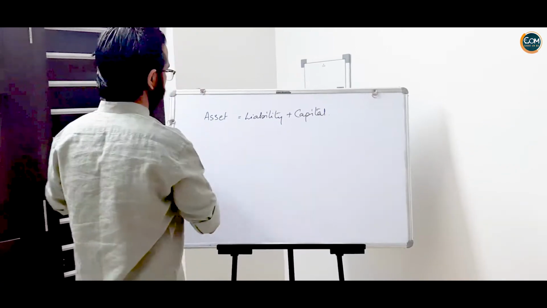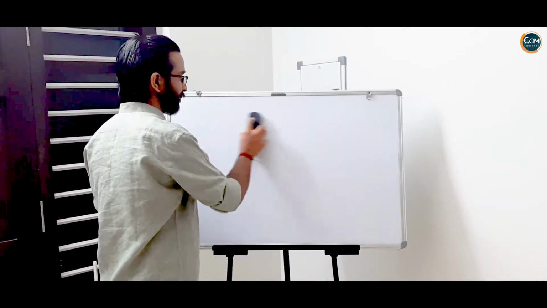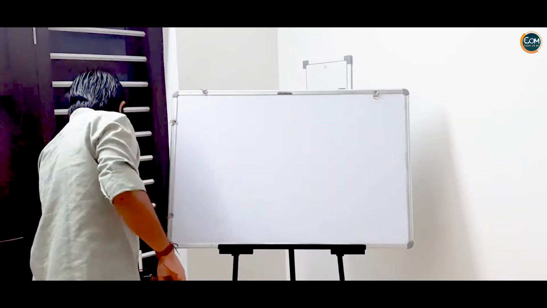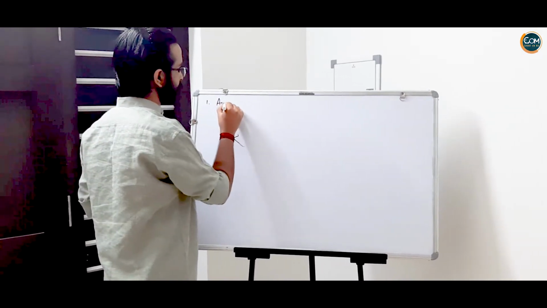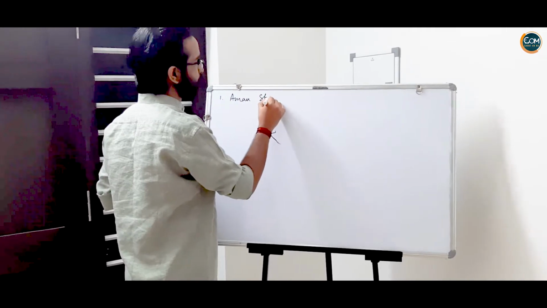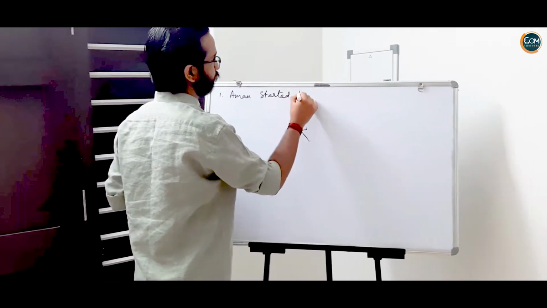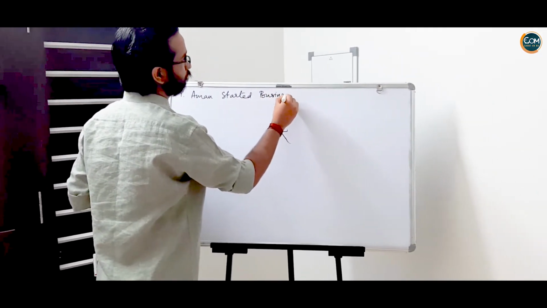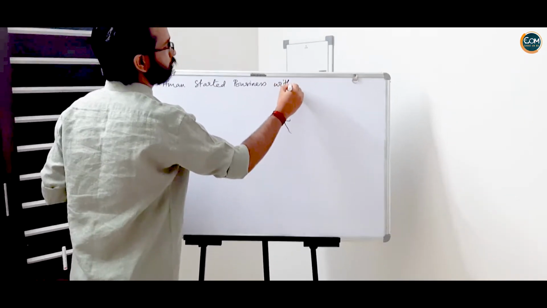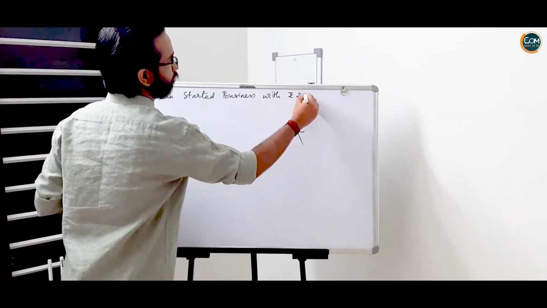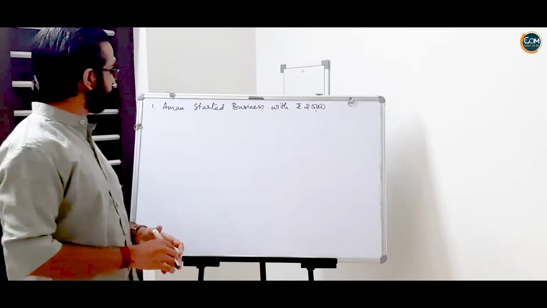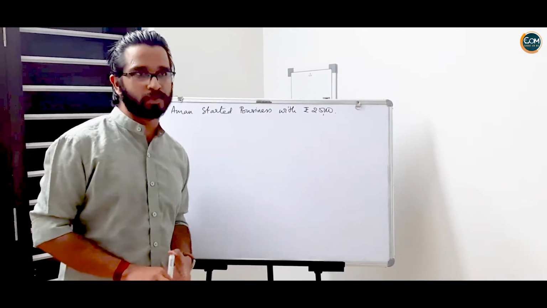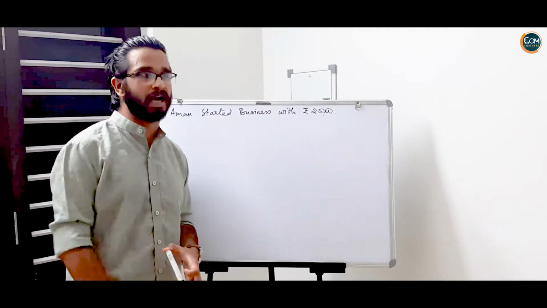Let us see how this equation equalizes the assets and liabilities owned by an entity. We will look into this concept with some examples. Let us take a transaction. Aman started business with rupees 25,000. Now, in this transaction, which items come into the transaction and which do not?